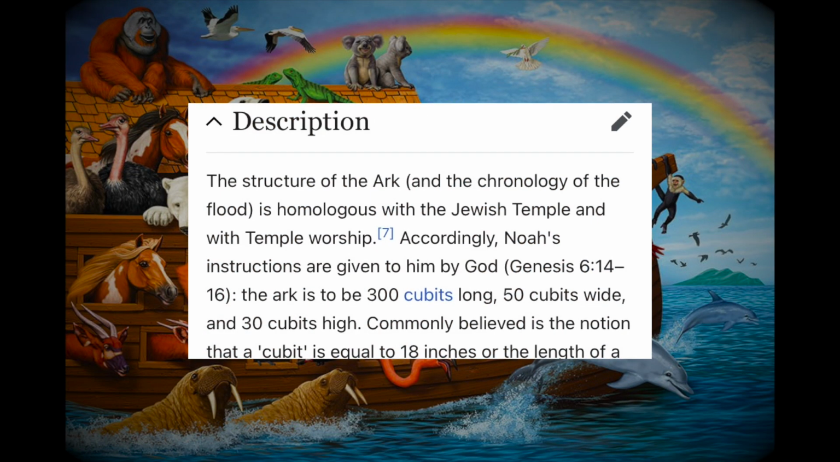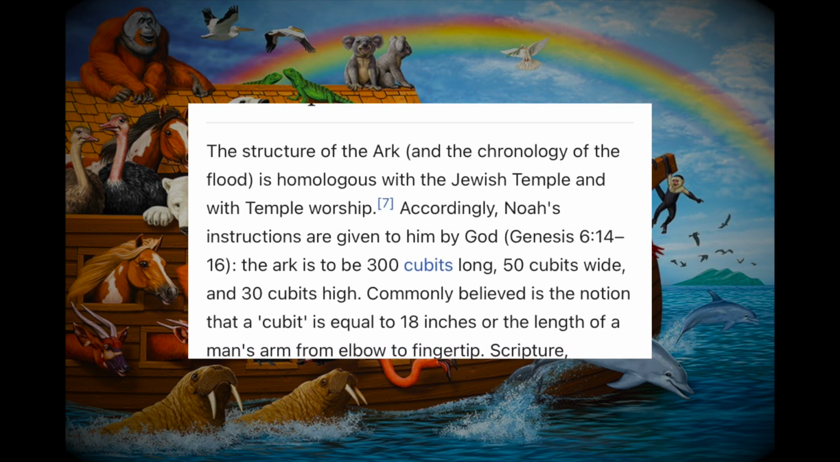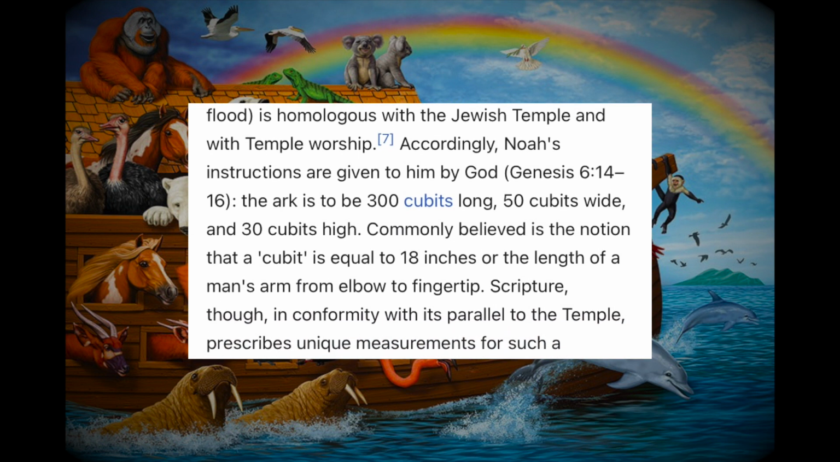The structure of the Ark and the chronology of the flood are homologous with the Jewish temple and the temple worship. Accordingly, Noah's instructions are given to him by God. Genesis 6:14-16: the Ark is to be 300 cubits long, 50 cubits wide, and 30 cubits high.